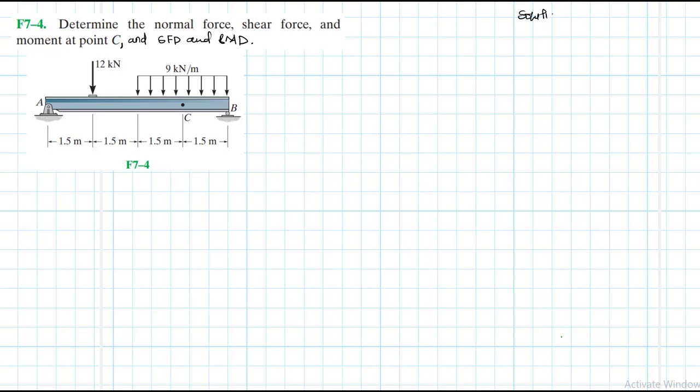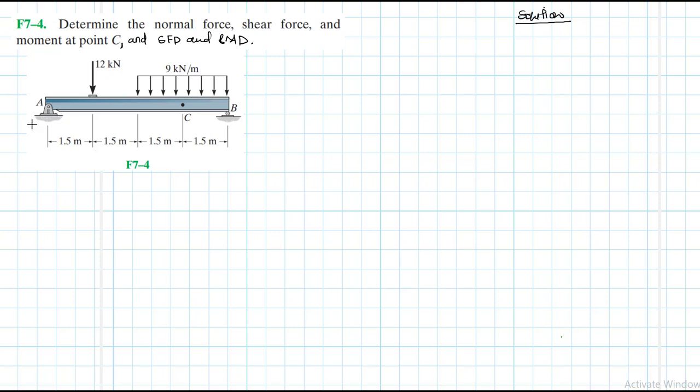This problem is coming from the Engineering Mechanics Statics textbook, 13th edition by R.C. Hibbeler. We have a simply supported beam, and it is loaded with a point load at 1.5 meters from A and a rectangular distributed load from 3 meters to 6 meters, both from A. So from 3 meters from A to 6 meters from A, we have a rectangular distributed load.